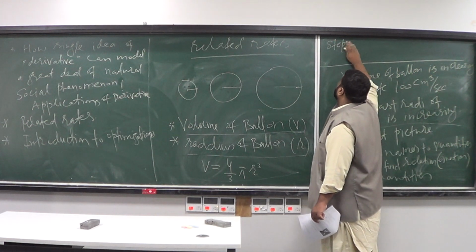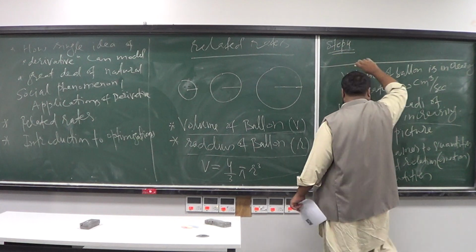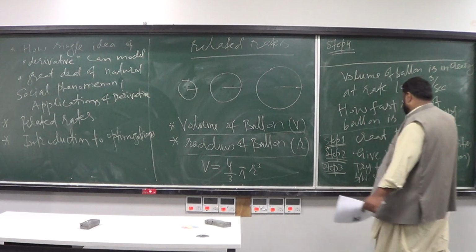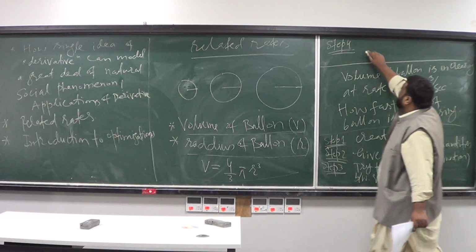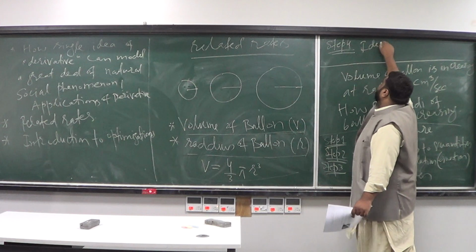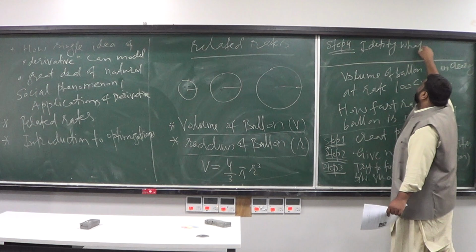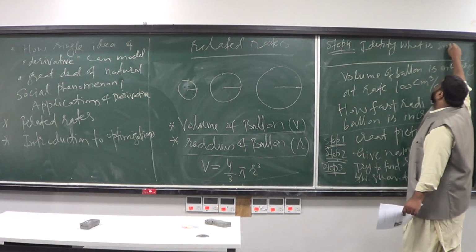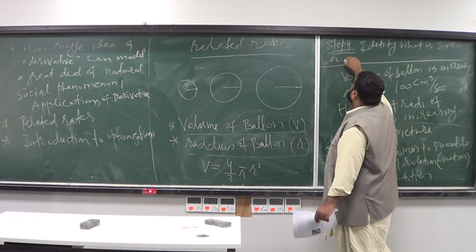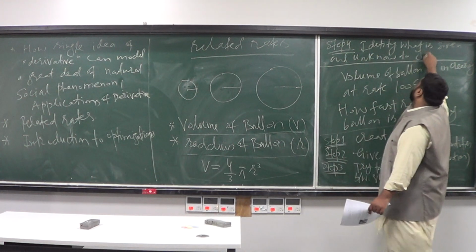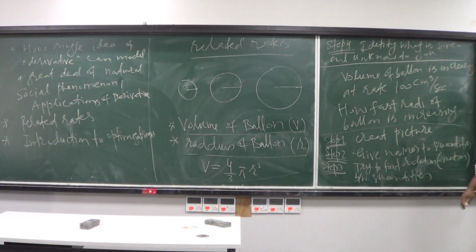Step 4 is to identify what is given and what is unknown to you. In other words, in the given situation, which quantities are unknown to you and which quantities are known to you.